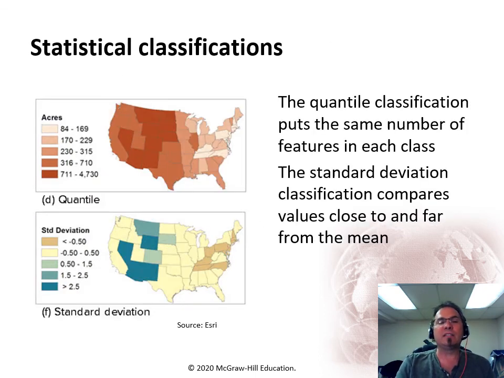Then you have the statistical classifications, which are probably a little beyond what we do in this class. The quantile puts the same number of features in each class. The standard deviation classification compares values close to and far from the mean. Of all of them besides the Jenks, the standard deviation one is kind of nice because it really gives you an understanding as to where the outliers are, so to speak.